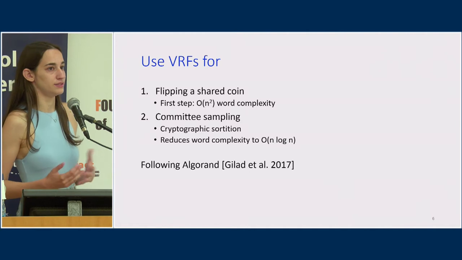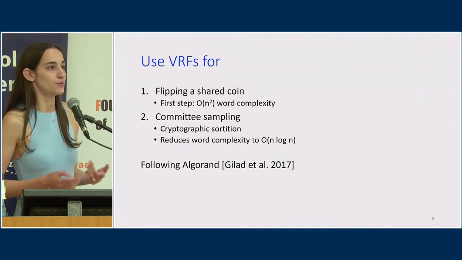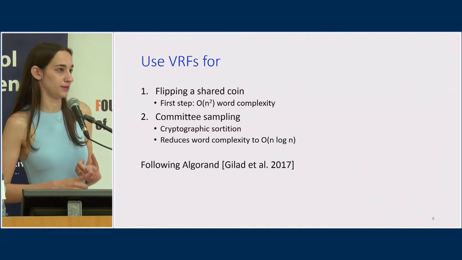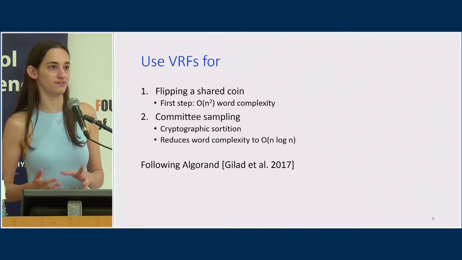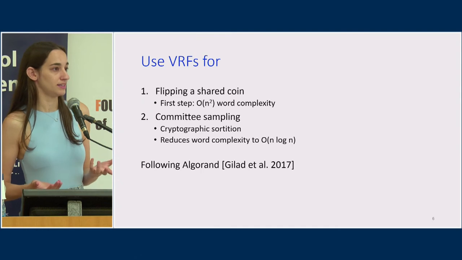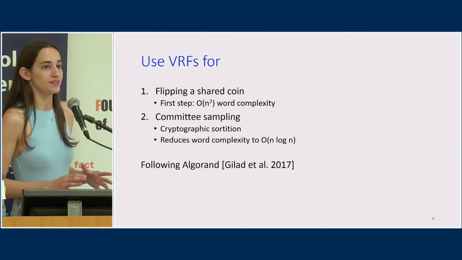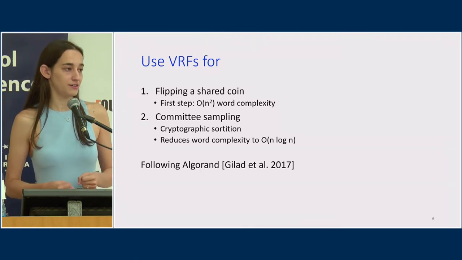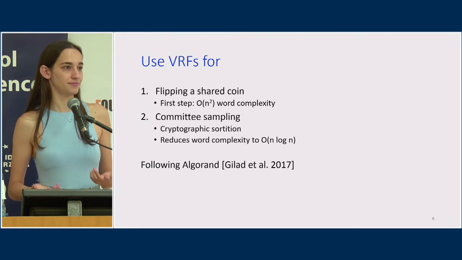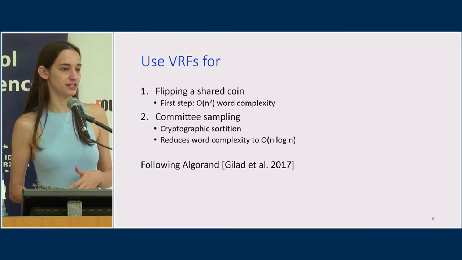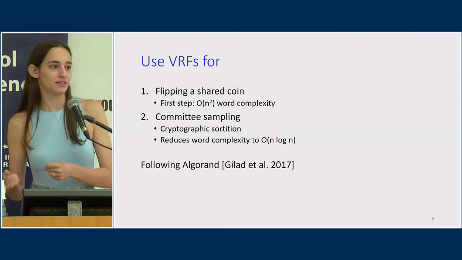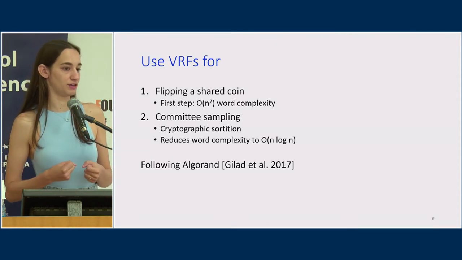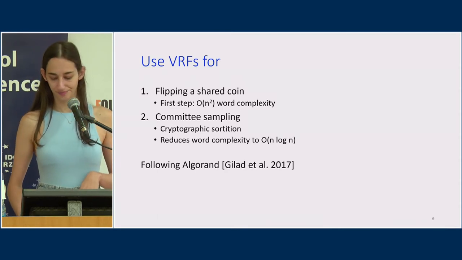And we use this tool in two ways. One is to construct a shared coin. At first, we'll see a shared coin using VRF with a quadratic number of messages. And then we'll turn in a different direction. We'll sample committees using a cryptographic sortition, as was shown in Algorand. And besides choosing the committee, it will help us reduce the number of messages used in the protocol.